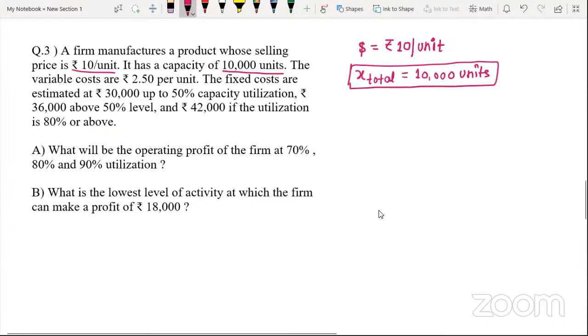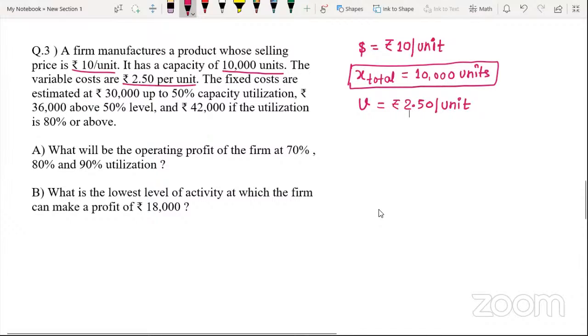Now they are saying that the variable cost is rupees 2.5 per unit. Variable cost per unit, it means they are talking about a small v. So small v is rupees 2.50 per unit. Okay, small v they have given.